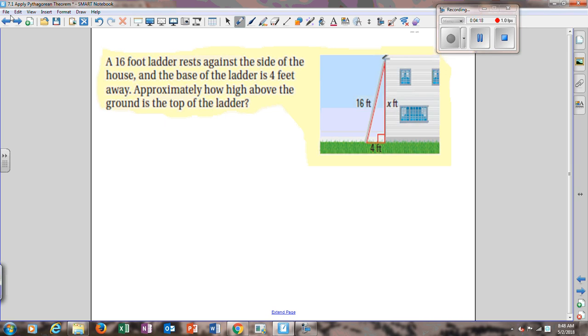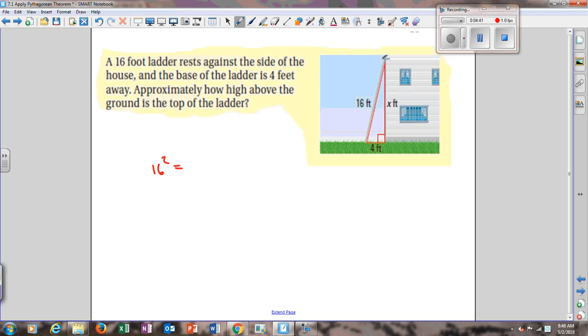Now we have a word problem. A 16-foot ladder rests against the side of the house. The base of the ladder is 4 feet away. Approximately how high above the ground is the top of the ladder? So now we're measuring the building height. If the ladder is 16 foot, that's your hypotenuse.